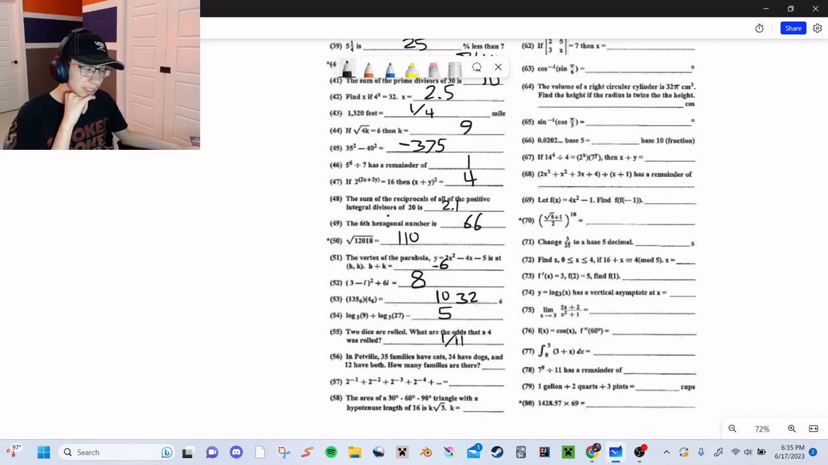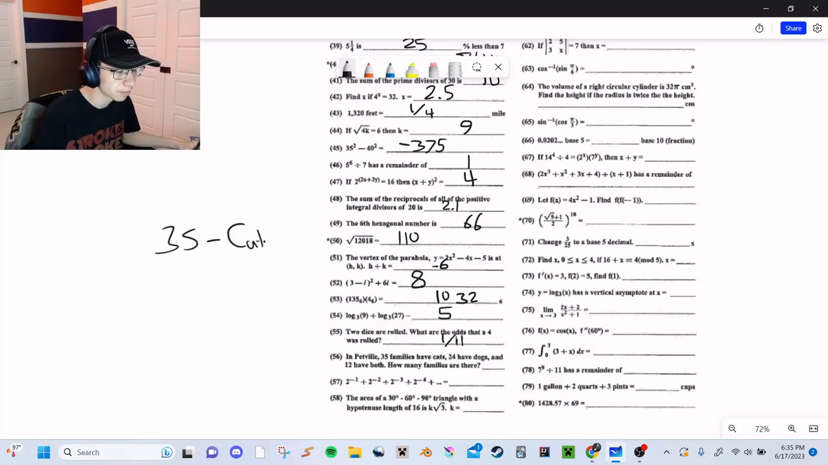Alright, number 56. In Pettville, 35 families have cats, so 35 have cats. 24 have dogs.